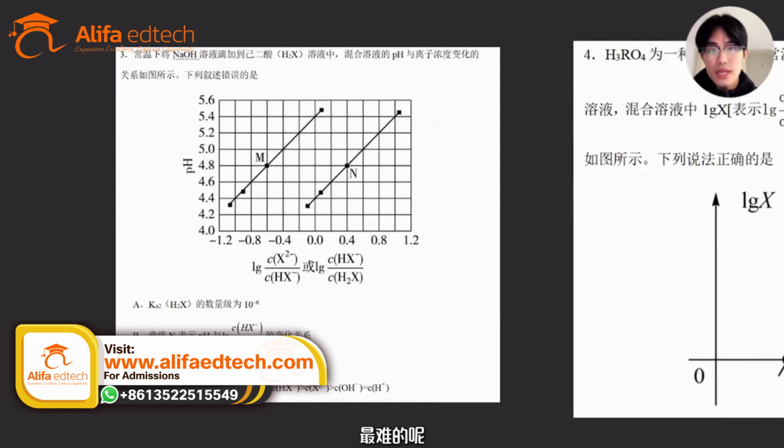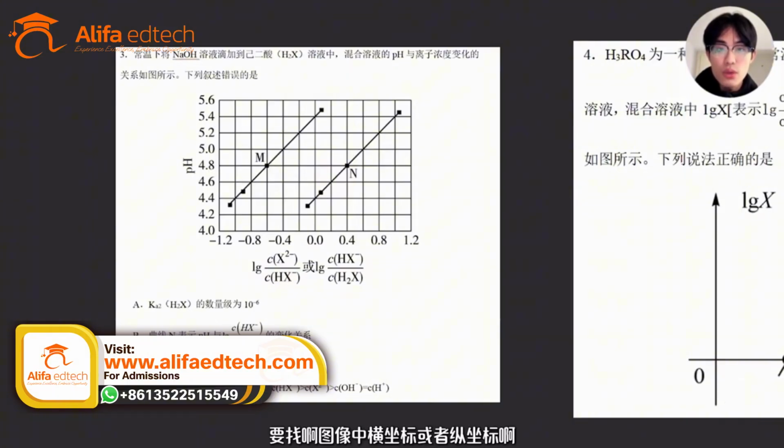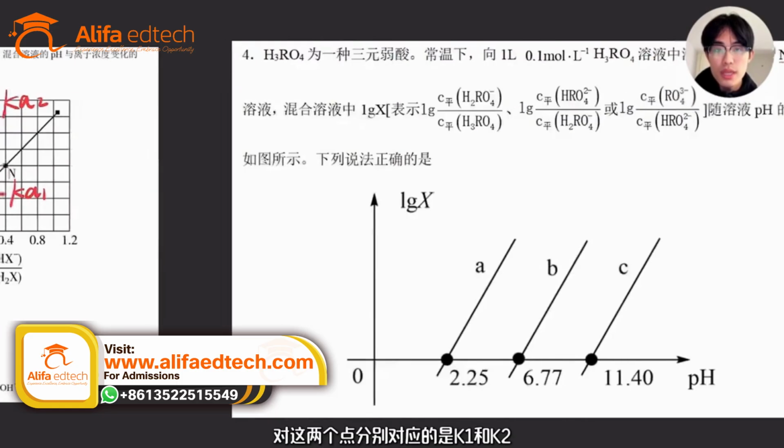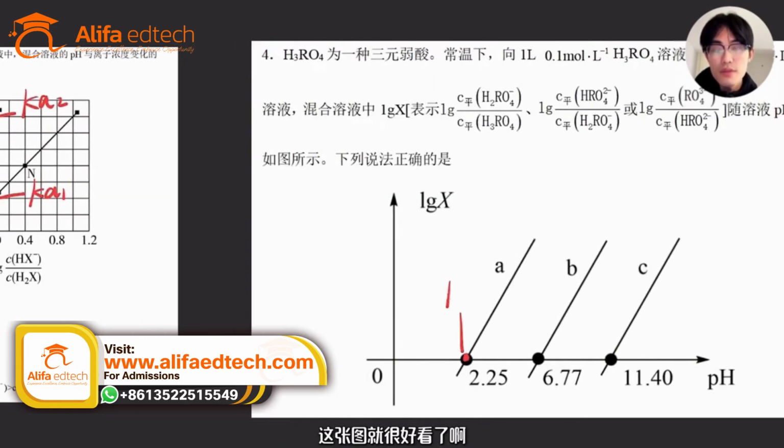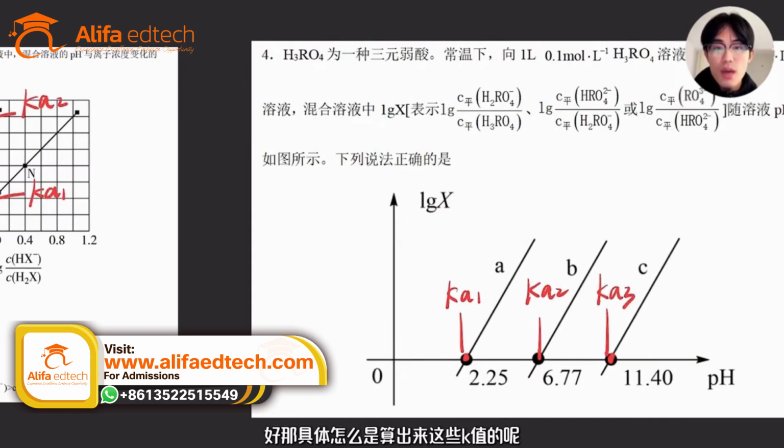the diprotic acid, respectively. The hardest one is this type of logarithmic graph, which is quite complex. The K point is found where the x-coordinate or y-coordinate on the graph is 0. For example, in this graph, the point where the x-coordinate is 0, these 2 points correspond to K1 and K2 respectively. This graph is very clear, right? The 3 zero points correspond to K1, K2, and K3. Okay, so how exactly do we calculate these K values? Let's go through them one by one.